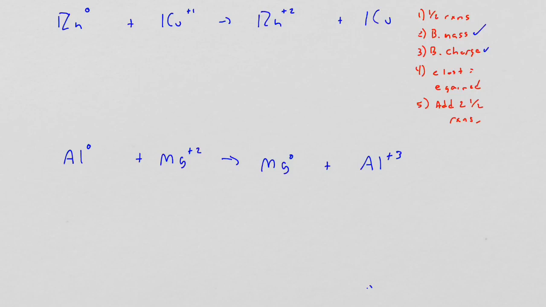Because if you add up the charge on the left-hand side, you've got something that's neutral, which has a charge of 0, plus something that's got a charge of +1, and 0 plus 1 is 1. If you add up the charges on the right-hand side, you've got an element, 0, plus 2, and 0 plus 2 is 2. So the two sides don't have equal charge, so this is not a balanced redox reaction.